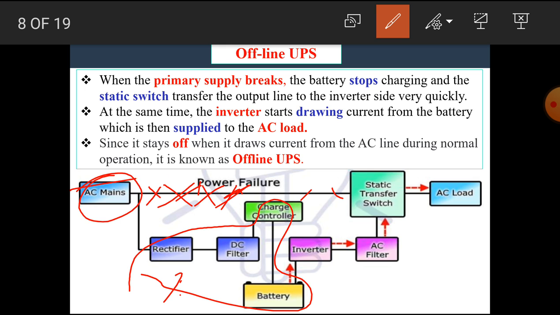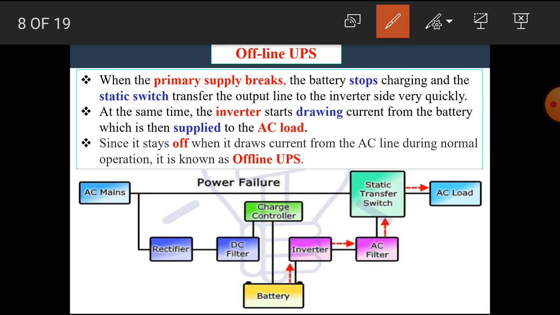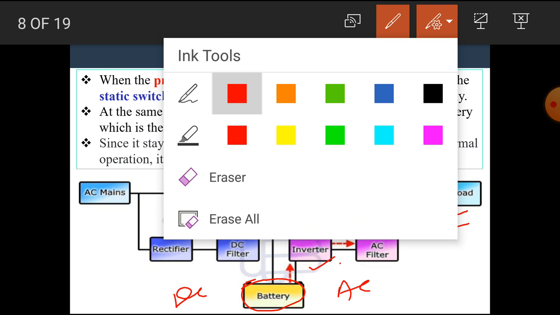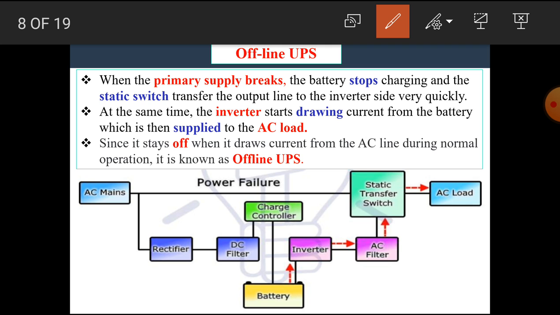That means this block is not working, but whatever charge is stored in the battery is in DC form. This DC is converted into AC in the inverter, and now the inverter drives the AC load. That means in power failure mode, the charge flows through the battery, inverter, AC filter, static switch and then the AC load.